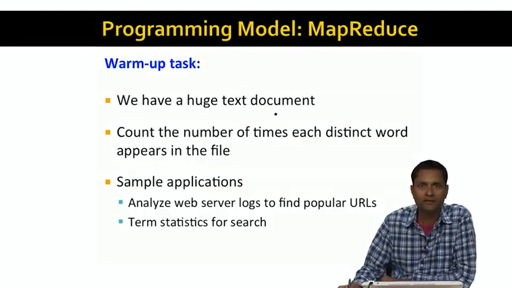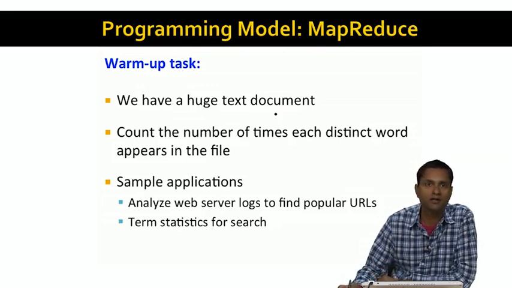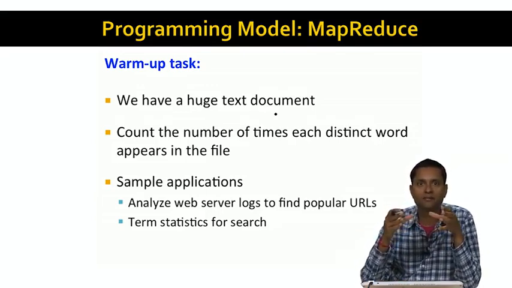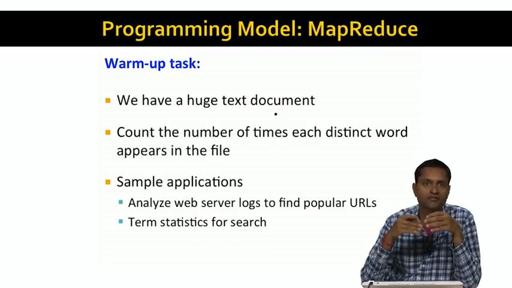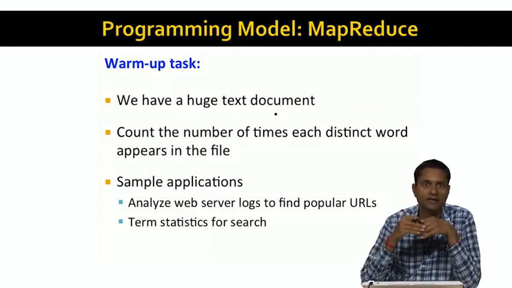So before we look at the actual MapReduce programming model, let's do a warm-up task. Imagine you have a huge text document, maybe terabytes long, and you want to count the number of times each distinct word appears in the file. For example, you want to find out that the word "the" appears 10 million times and the word "apple" appears 433 times, right?